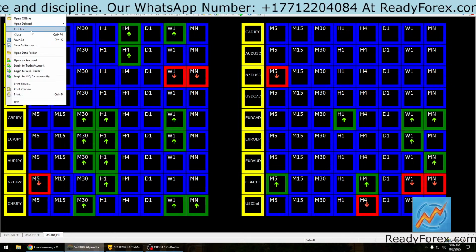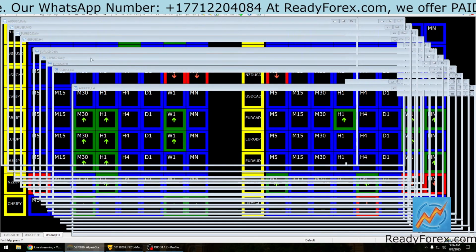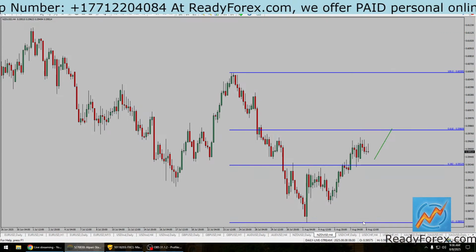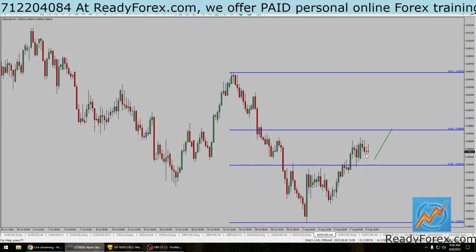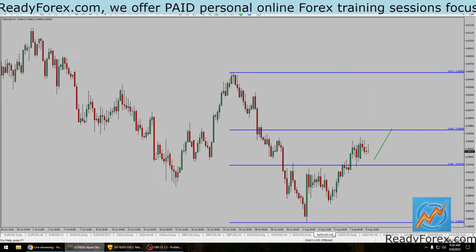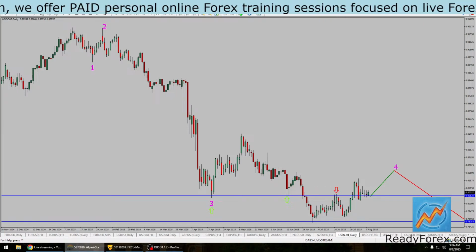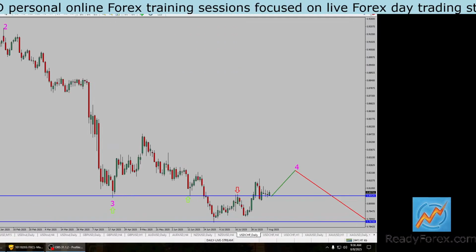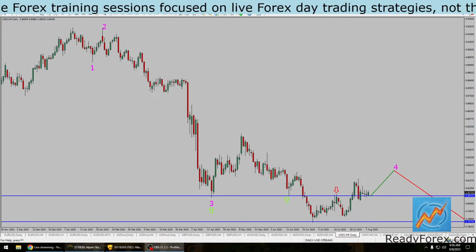Okay, let's go back to the NZDUSD currency pair chart. The NZDUSD currency pair looks bullish, and I expect a little bit more upside over here. Next one is the US dollar Swiss franc currency pair, the one in the middle of the screen.